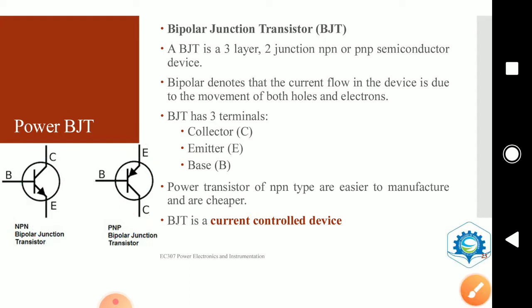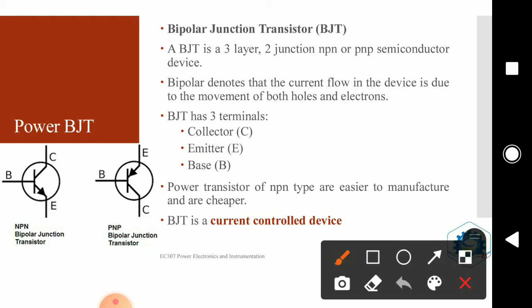You might be familiar that a transistor has three terminals: a base, emitter and collector. The name bipolar is because there is a movement of both holes and electrons. NPN type transistors are easiest to manufacture and are also cheaper, and hence are more commonly used. One important point to note is that the BJT is a current controlled device.